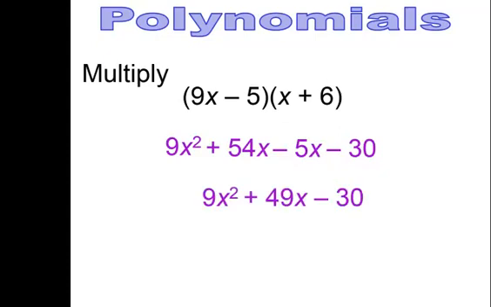Now you need to combine those like terms, and those like terms is a positive 54 minus 5. So you end up with 49x.